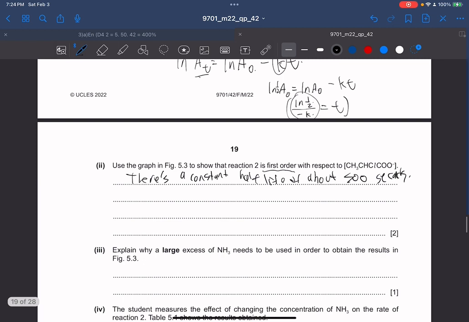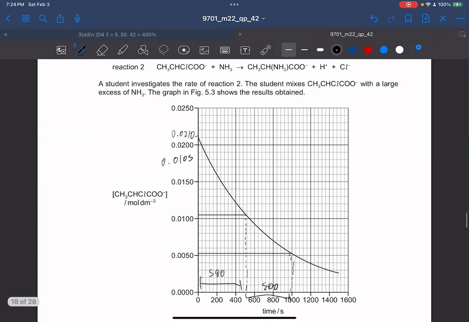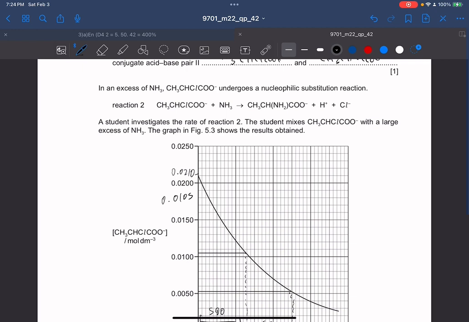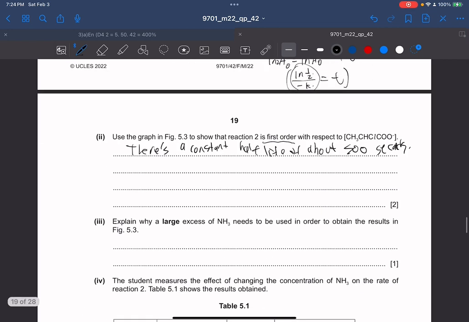Explain why a large excess of NH3 needs to be used. Okay, basically, first order, second order, that just means the order in which the reaction is affected, right? If NH3 is in a very, very large excess, regardless of whether it was originally first order, second order, third order, it's all going to seem like it's zero order.